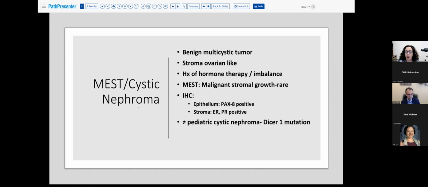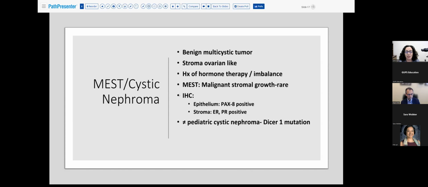MEST and cystic nephroma are considered to be benign multicystic tumors. Very, very rare cases of sarcomatous malignant growth within the stromal component of MEST have been described, so very rare incidences of malignant transformation in the stromal component. But they are benign for the most part, and the clinical history is that of a female patient. Usually they're more common in females. They can occur in males, but usually the males have a history of hormone therapy or hormone imbalance.